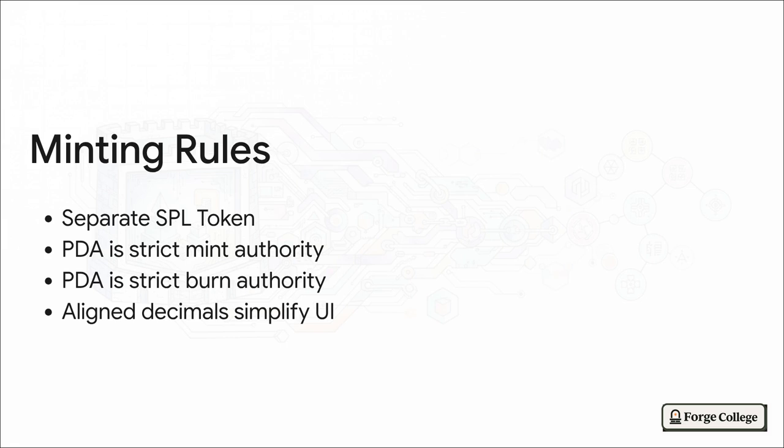And here's a quick pro tip for you. While it's not strictly mandatory, aligning the decimals of your receipt token with your underlying asset token, that is going to save your front-end UI developers from a massive caffeine-fueled headache when they try to display exchange rates later.